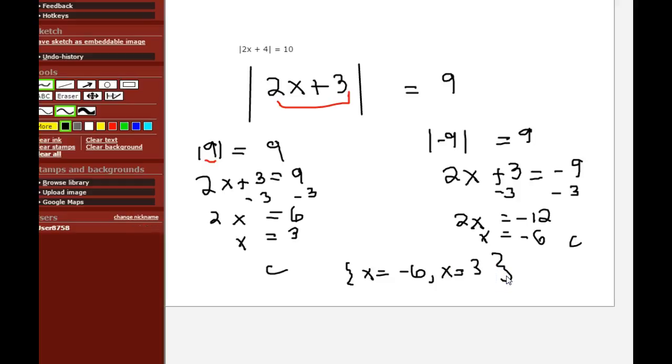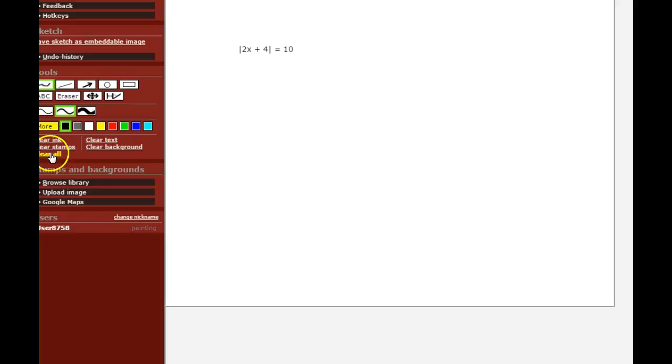Excellent. So let's do another problem now. It's going to be a little bit different. So let's clear this and try another one. I'm actually going to clear the other previous problem that I had put up there. And let's try one like this. This time it says the absolute value of x minus 5, minus the number 5, is equal to 10.